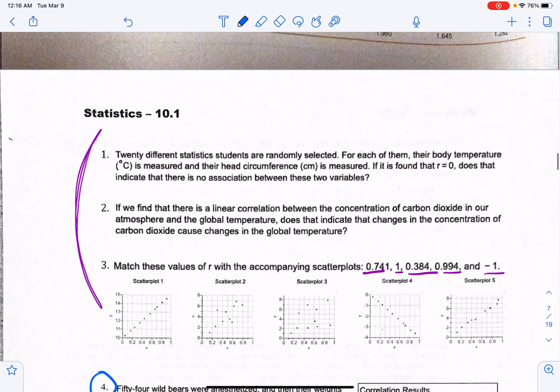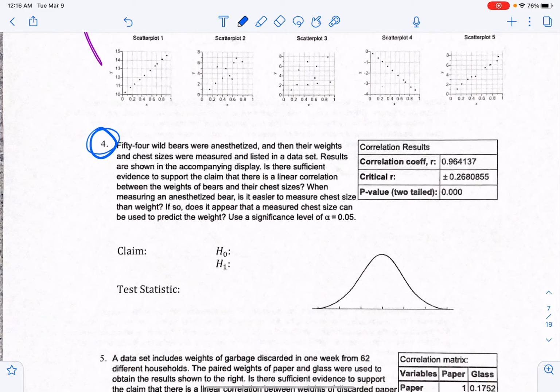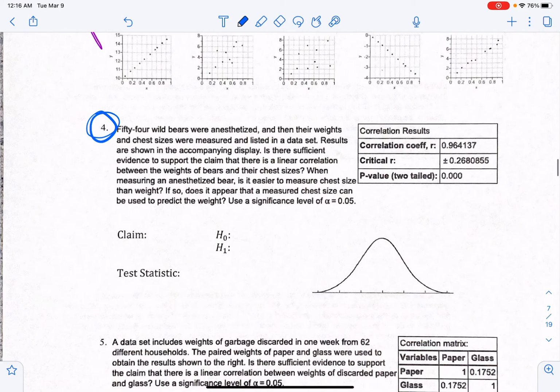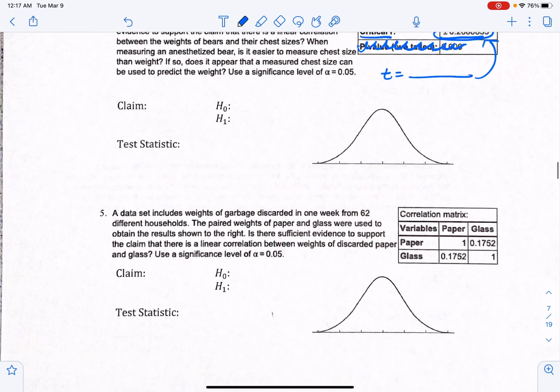Okay, so when you go down here, you should be able to get all the way through number 4. You don't use this p-value because I always use the critical value method. Your correlation coefficient they give to you. So this is the R that you're going to plug into your formula. And I'm pretty sure this critical R is the T that you get, but check that to make sure. So when you plug in the formula, check to make sure that this is actually what that corresponds to. Okay? Try to get all the way through number 4.